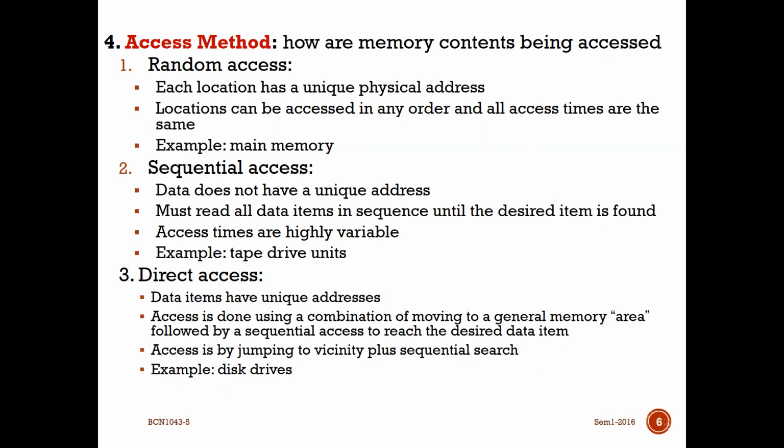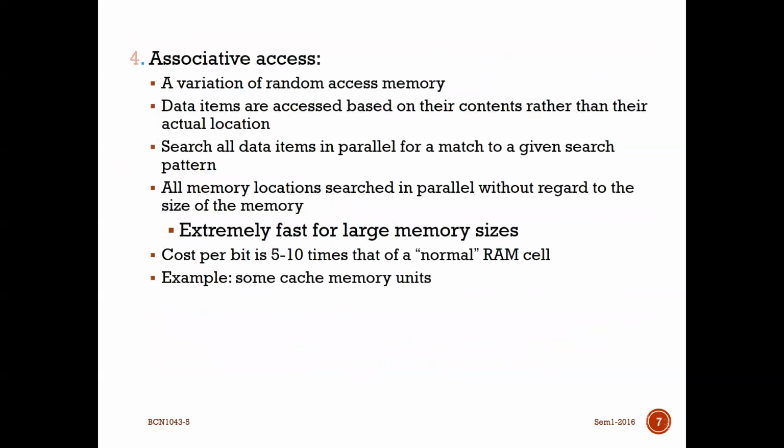Direct access: data items have a unique address. Access is done using a combination of moving to a general memory area, followed by sequential access to reach the desired data item. Associative access: a variation of random access memory, where data items are accessed based on their content rather than their actual location. It searches all data items in parallel for a match to a given search pattern.